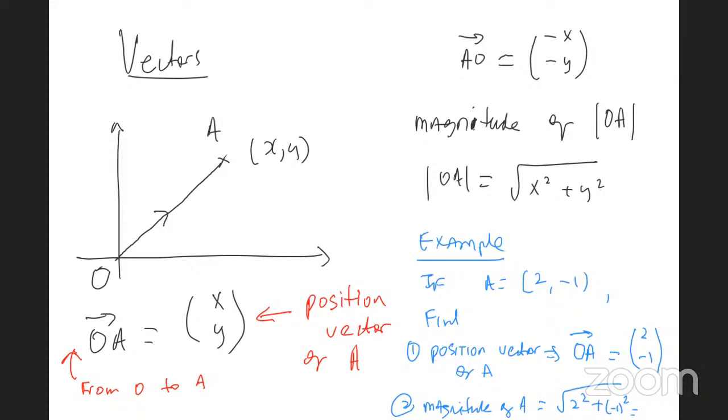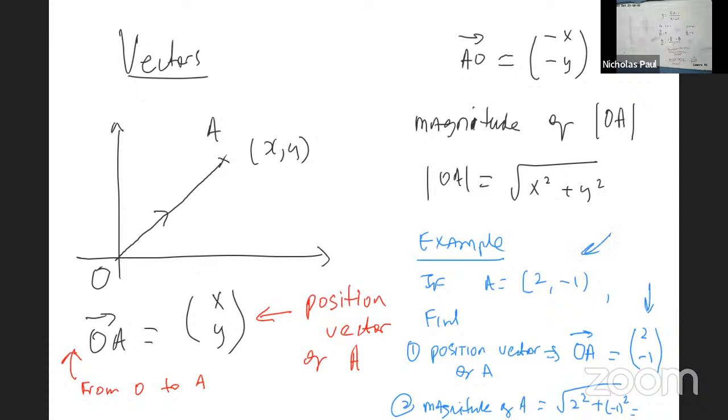Are you okay with that? Javi, you okay with that? Just remember to write it vertically. If you write it horizontally, then that is a point, a coordinate. Those are coordinates. If you write it vertically, then it's a vector.